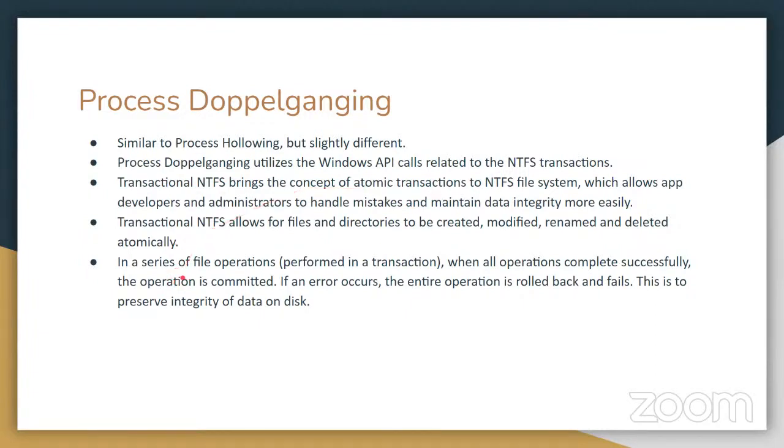For instance, let's say we are performing some file operation in a transaction. Suppose we are writing 100 bytes of the buffer in a file, and assume that we managed to successfully write all those 100 bytes into that file in a transaction. However, that operation will not be fully successful until the operation is committed for the transaction. So if any issue arises during the write operation, the transaction will roll back and the entire operation will fail. This is to maintain the integrity of the data on the disk.